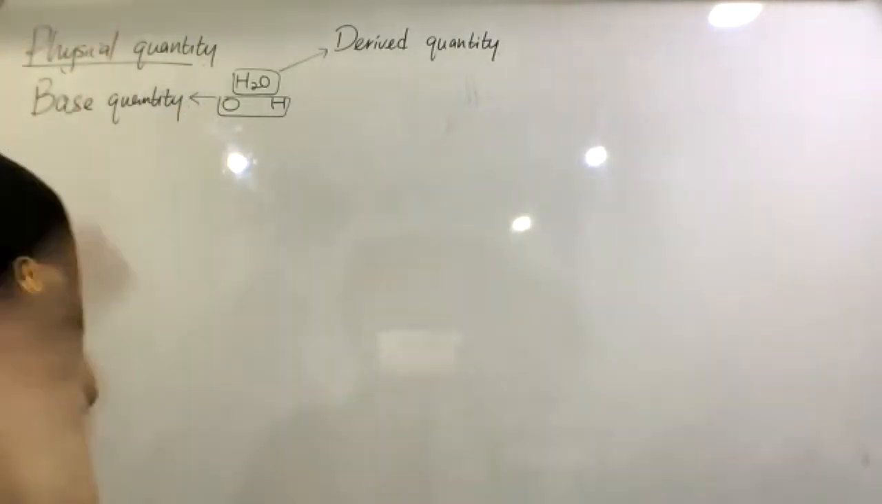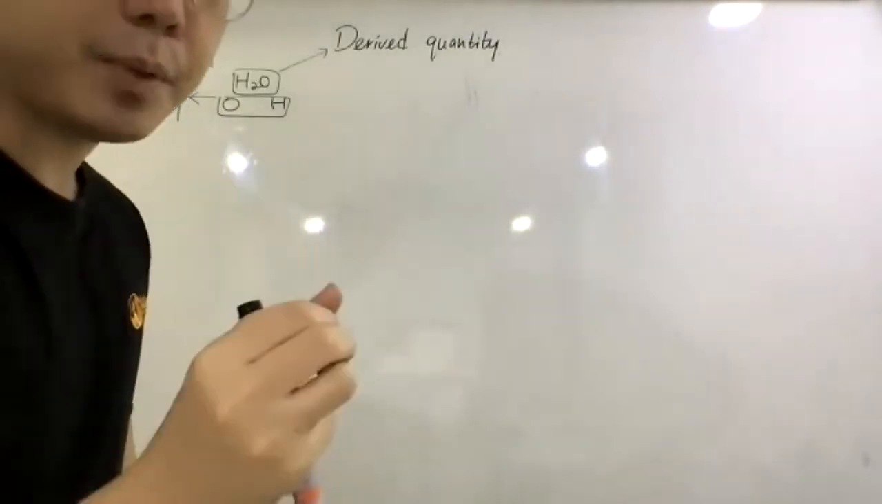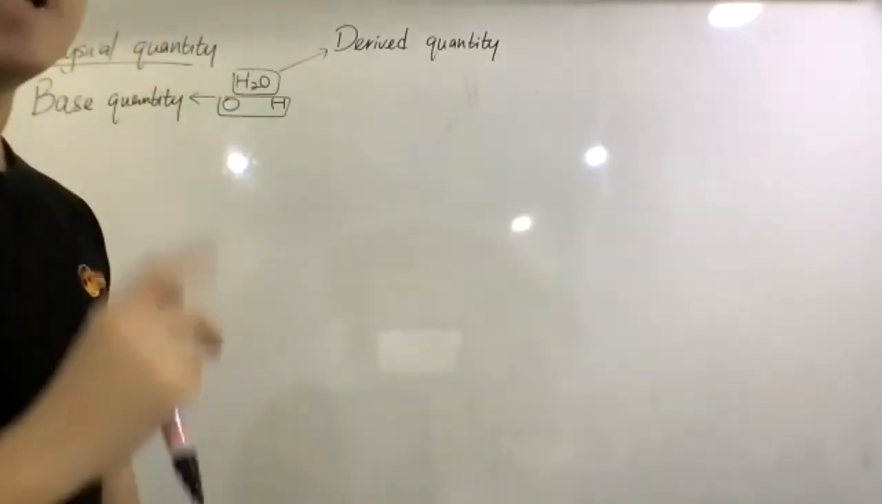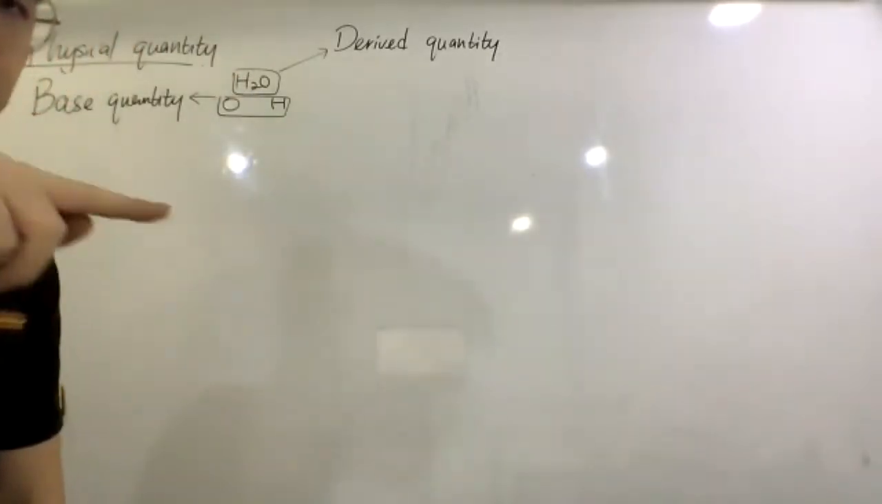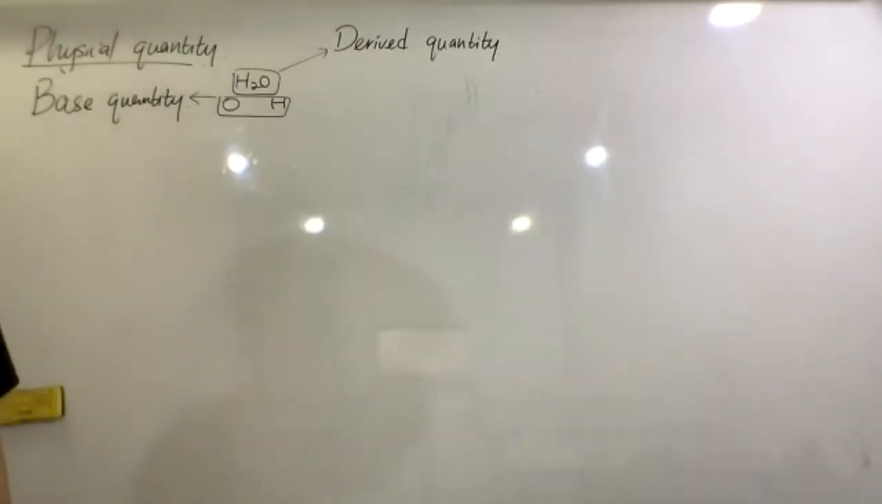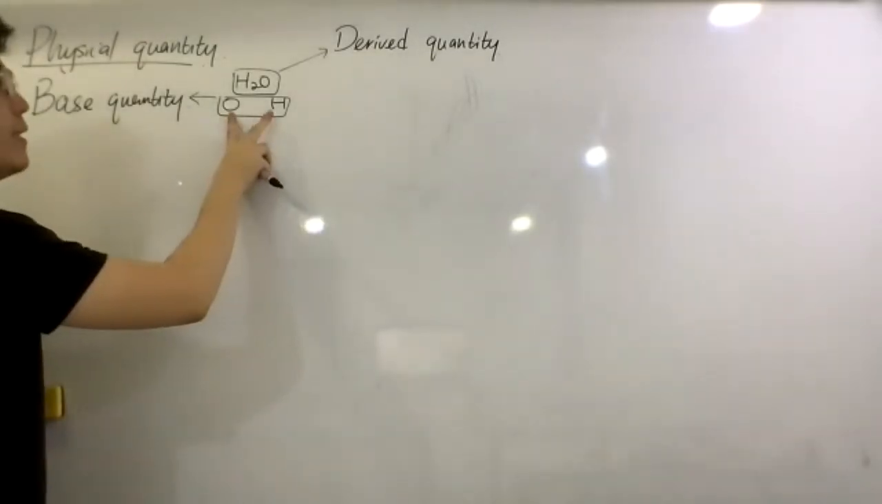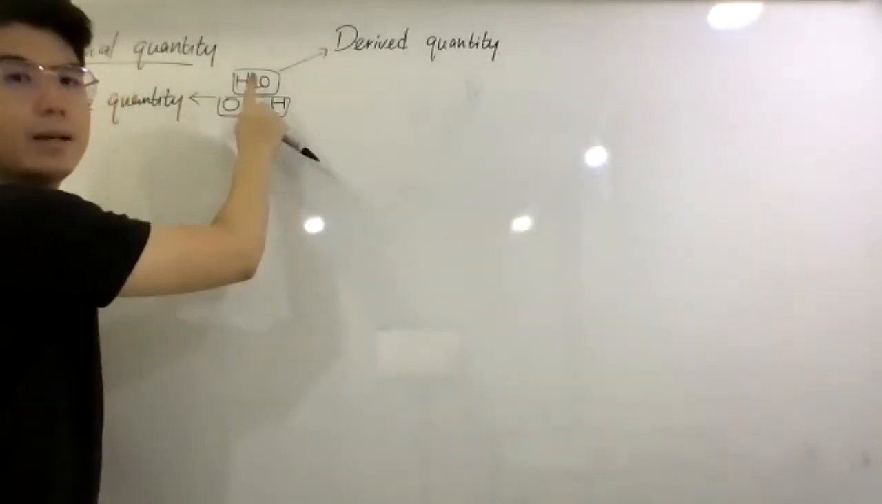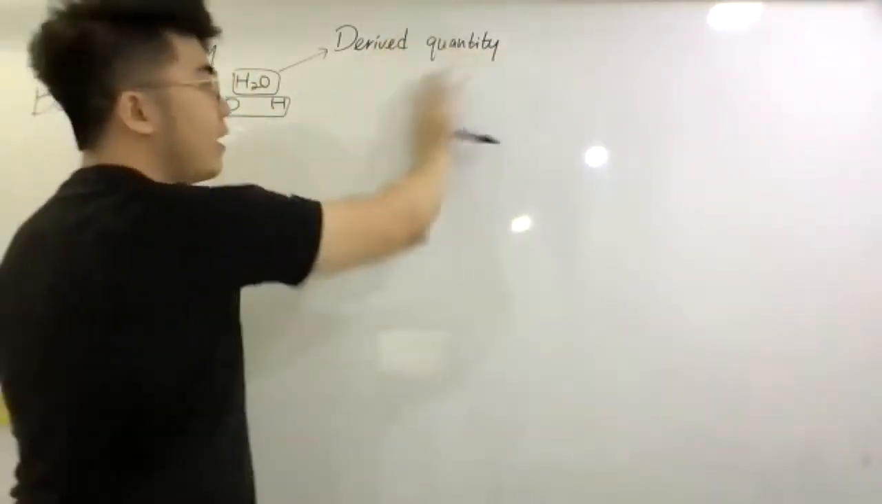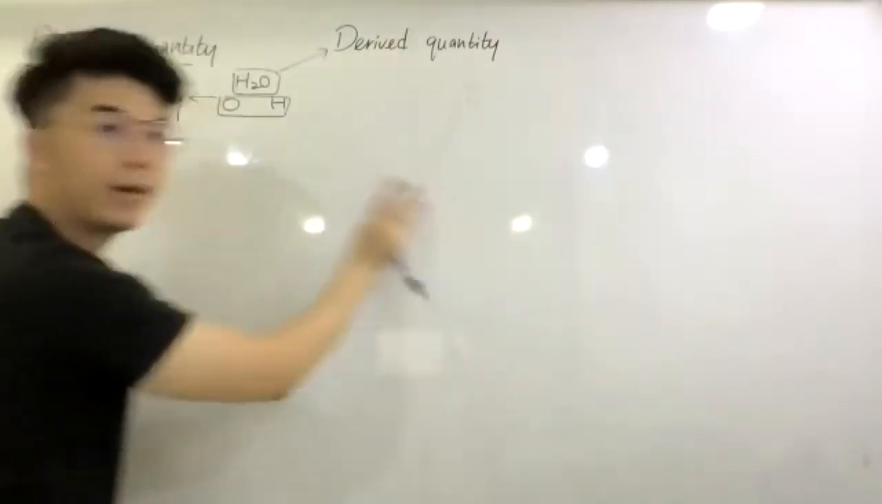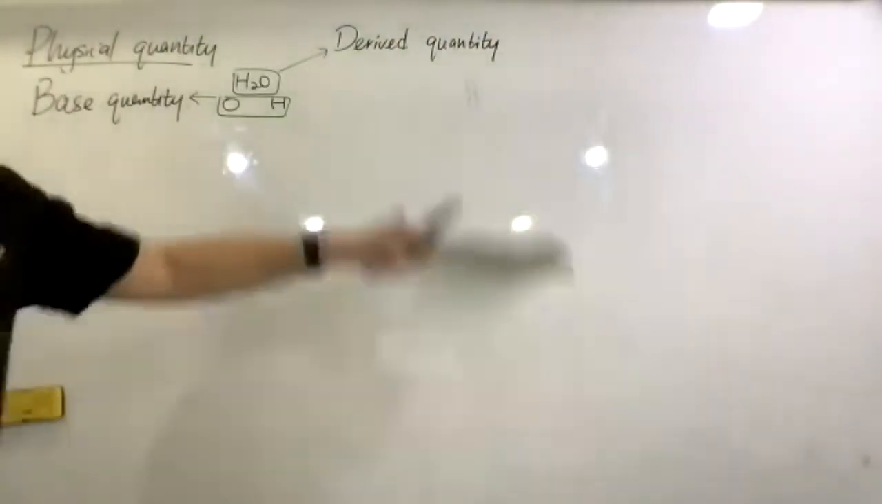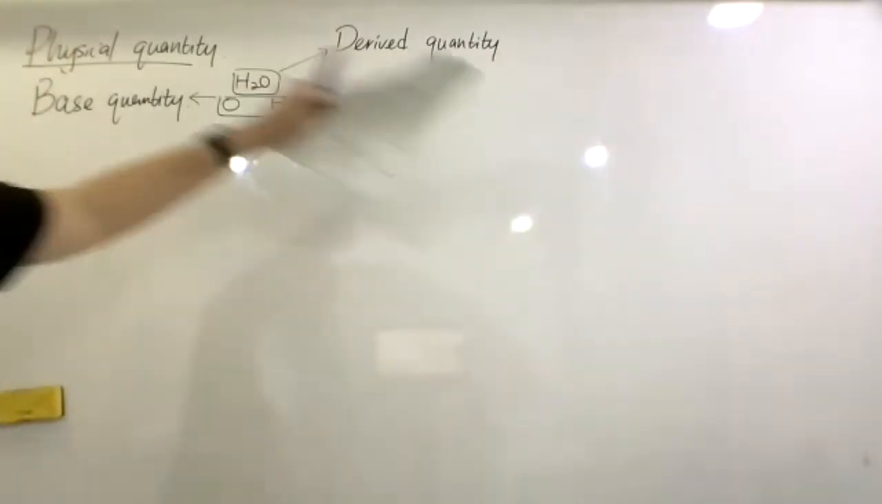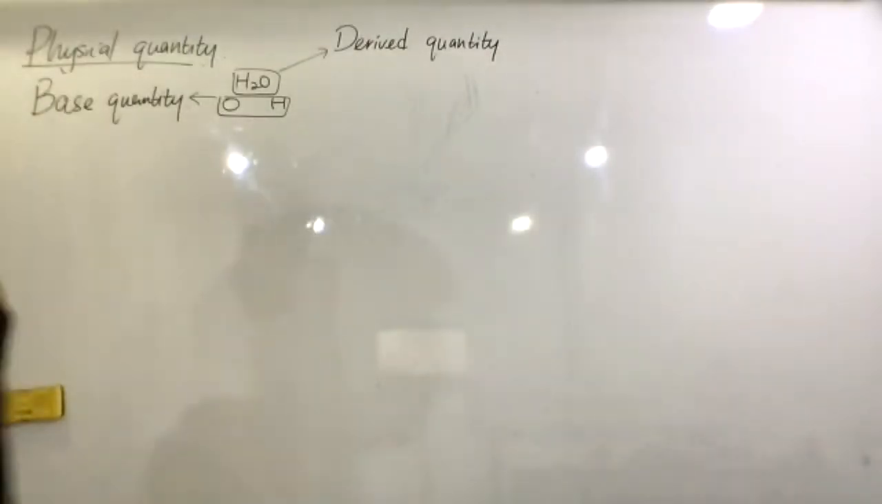Okay, so base is something that is at the simplest. It cannot be broken down any further. That is the base, the fundamental. And then I can combine the base to make another unit, to make another element. That is the derived. So all of the derived, you get from where? You get from base. Okay, so let's go through the base quantity.